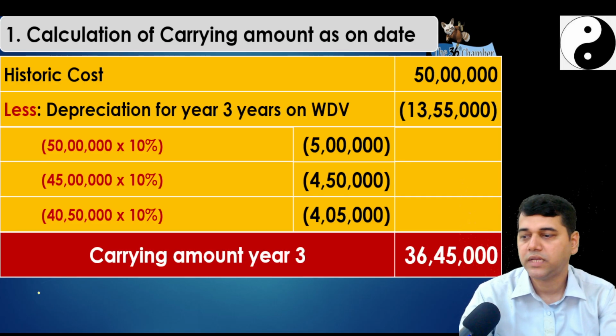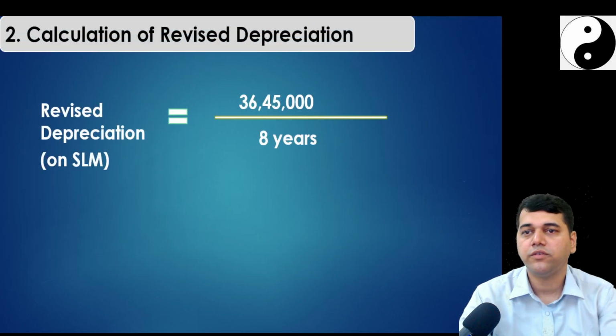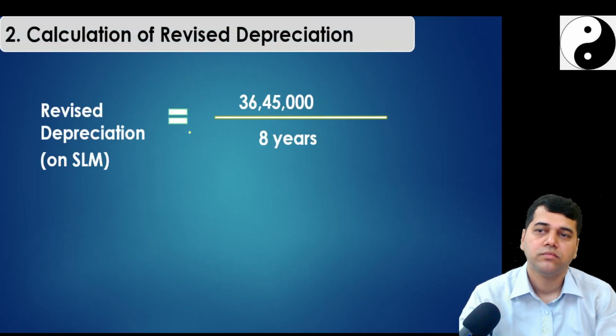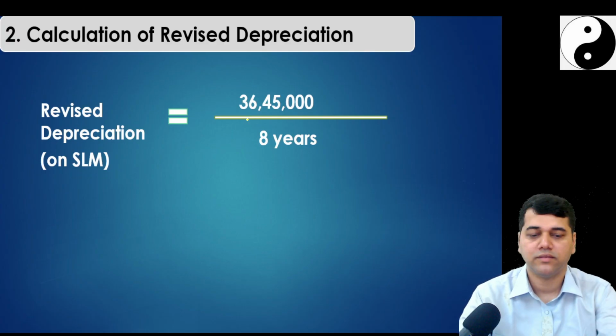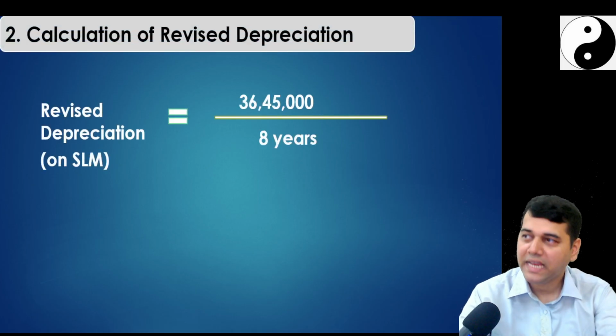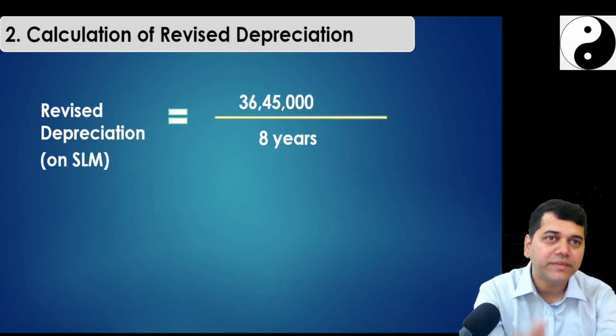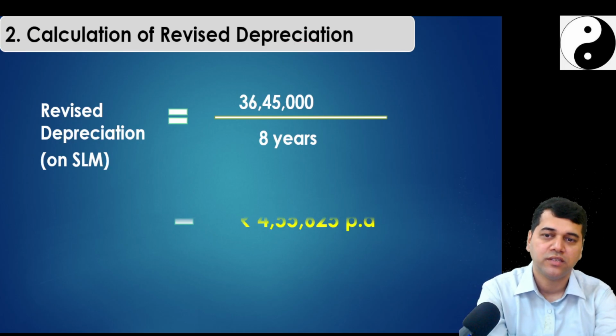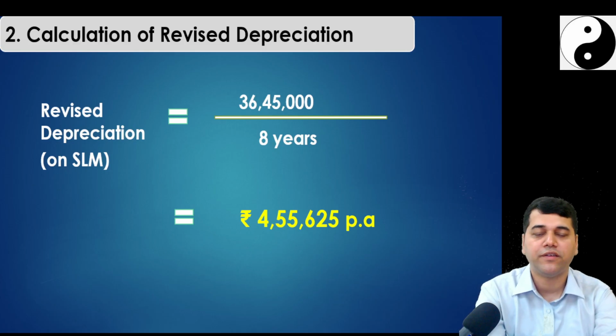So, done? So, what is your revised depreciation? 36 lakhs divided by 8 years. 8 years, because you have to see from then how many years they have revised it. So it comes to 4,55,625.